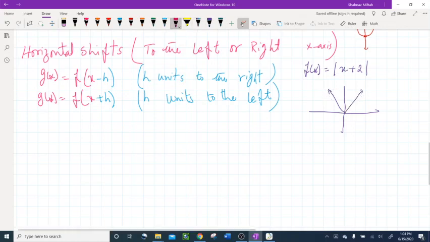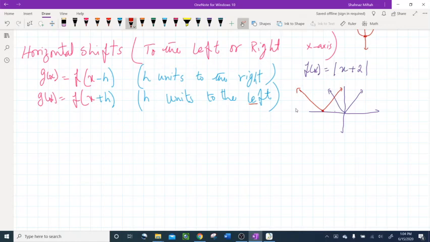Okay, so if it's a parent function, then plus 2, what does that mean? Do you see this plus 2 is like inside the parentheses with the x? And if it's plus, it means I'm going left. This is plus, and I'm going left. So left 2 times. So this is 1, that's 2. So up here, my function moved horizontally to the left. So that would be my graph for this.